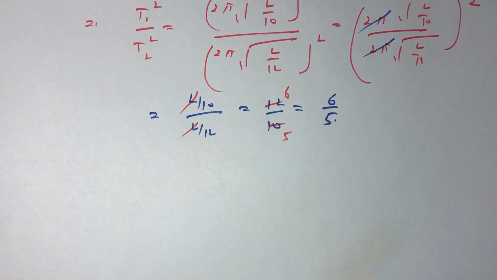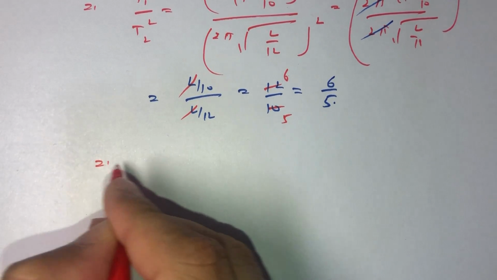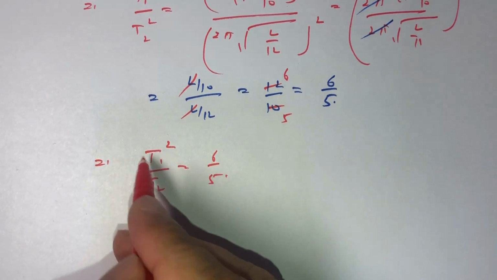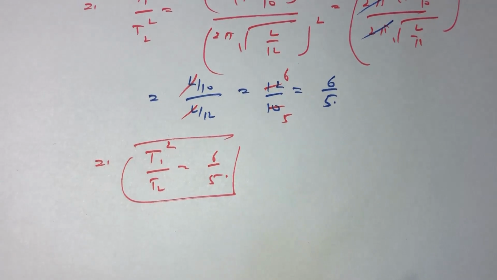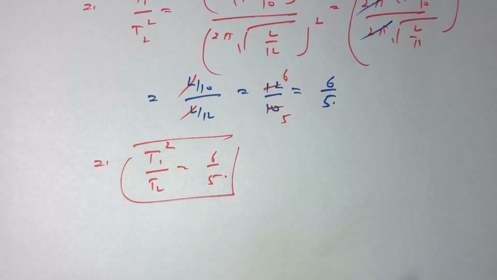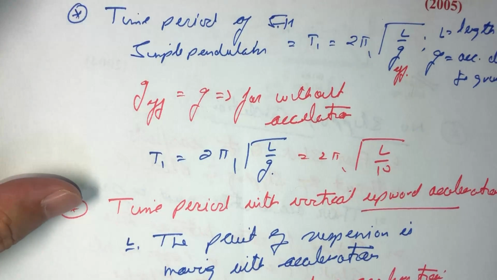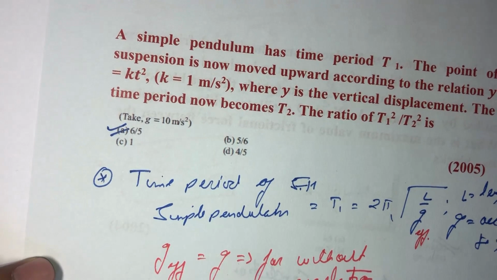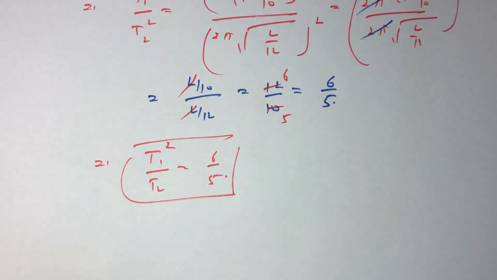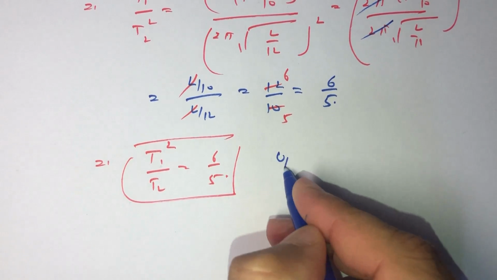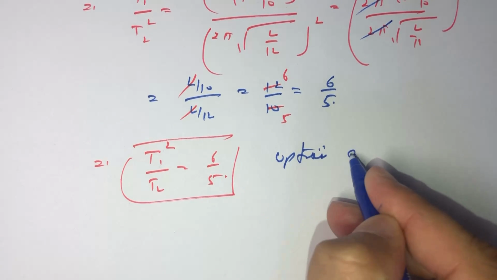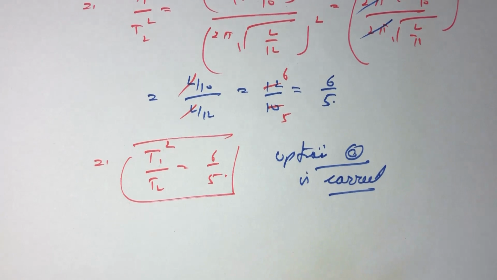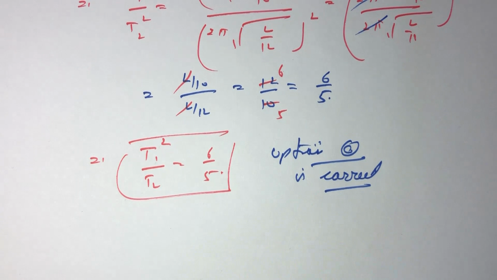Therefore, the ratio t1 square upon t2 square is equal to 6 upon 5. So if we see the options available, 6 upon 5, option A is the correct option. So this completes the question. Thank you.